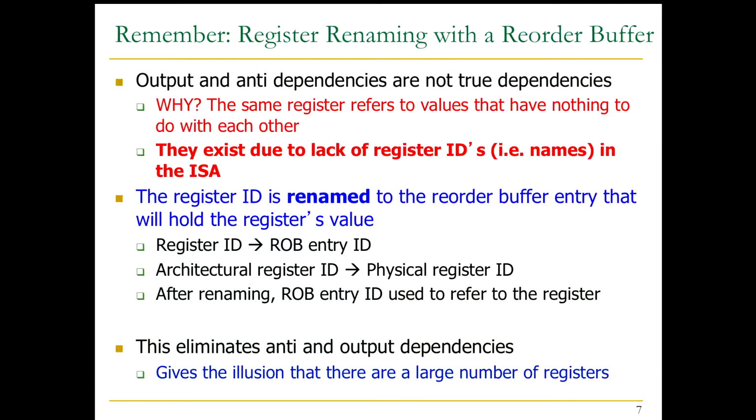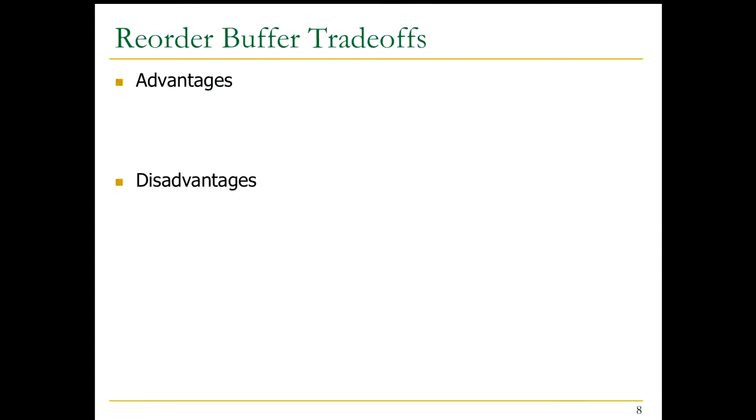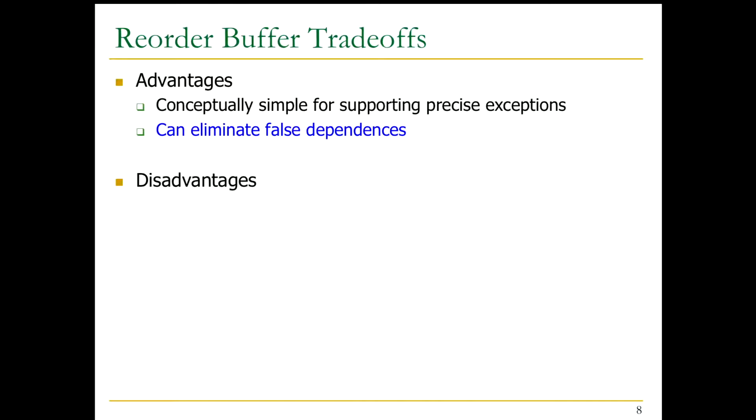So let's, like anything else, consider that the reorder buffer has advantages and disadvantages too. I'll give you the advantages. Basically, it's conceptually simple for supporting precise exceptions. I mean, everybody can think of this perhaps, right? You reorder the instructions at the end, even though you may execute things out of order in the middle of the pipeline. And it can eliminate false dependencies. Basically, it enables renaming. That's an advantage. It enables more parallelism in the machine. Instead of stalling, you can go ahead.